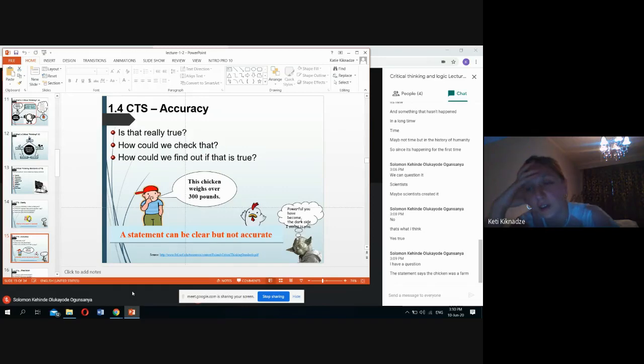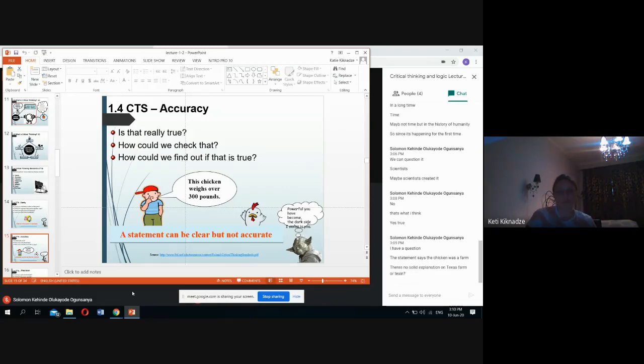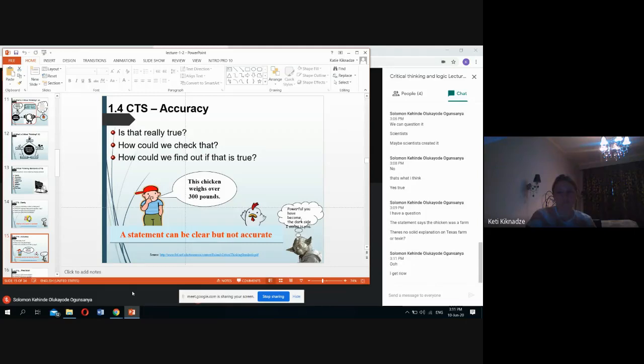Yes, you see this thing on Facebook, and it says that a ginormous chicken was born on a Texan farm. And you see the picture of this huge, absolutely gigantic chicken. Texan farm means a farm in Texas. Okay?